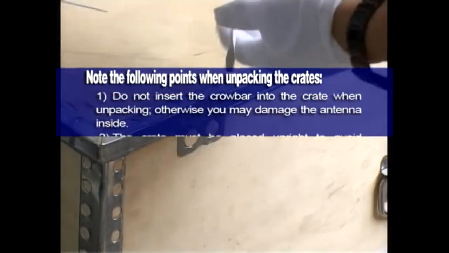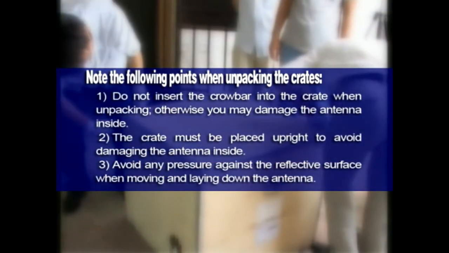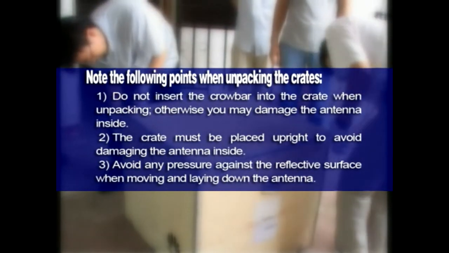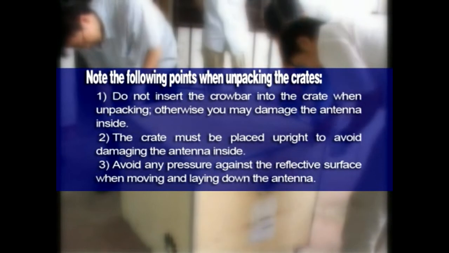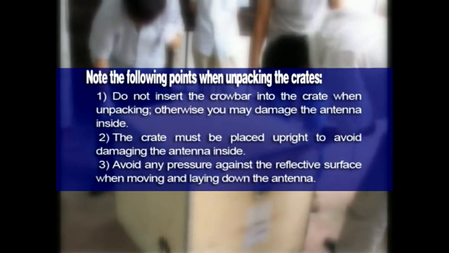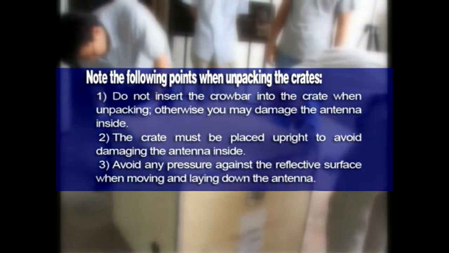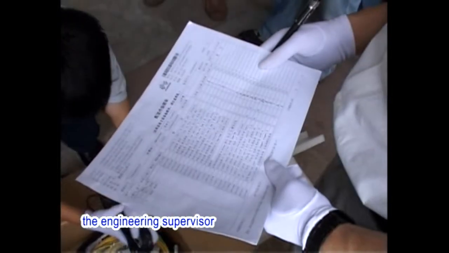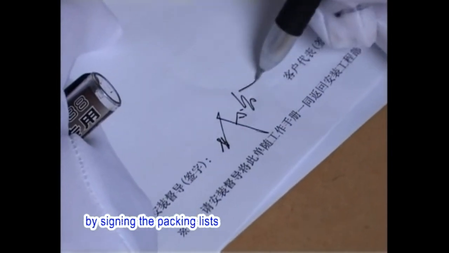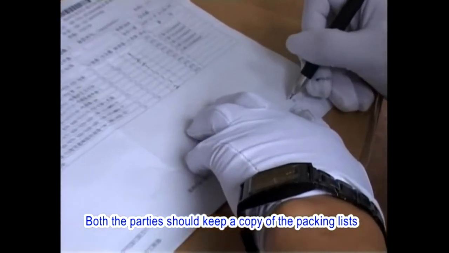Note the following points when unpacking the crates. 1. Do not insert the crowbar into the crate when unpacking, otherwise you may damage the antenna inside. 2. The crate must be placed upright to avoid damaging the antenna inside. 3. Avoid any pressure against the reflective surface when moving and laying down the antenna. After the unpacking check, the engineering supervisor and the customer representative shall confirm the result by signing the packing lists. Both parties should keep a copy of the packing lists.